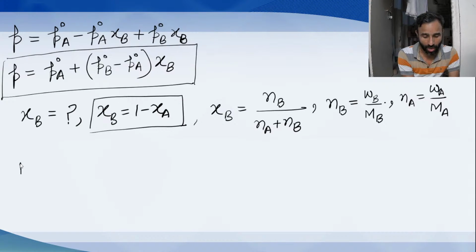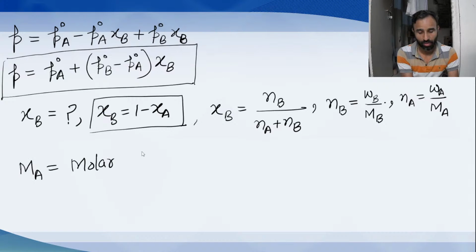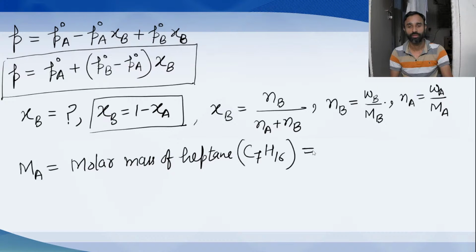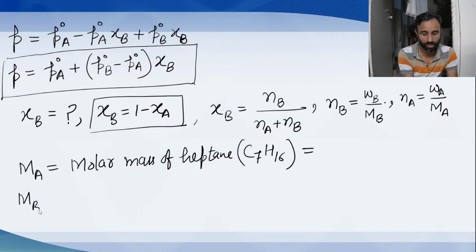So MA, that is the molar mass of heptane. And what is heptane? C7H16. And MB, the molar mass of octane.